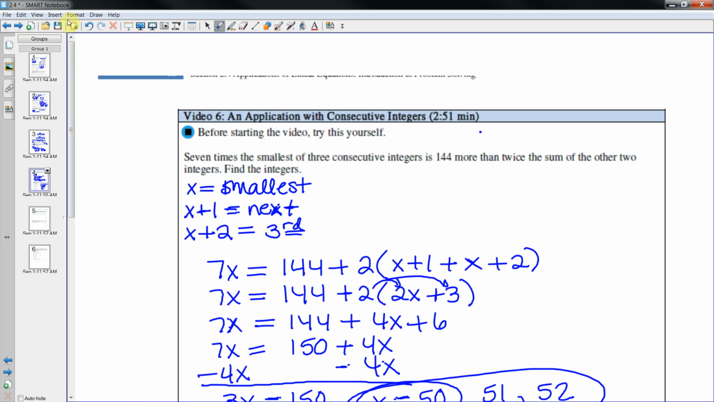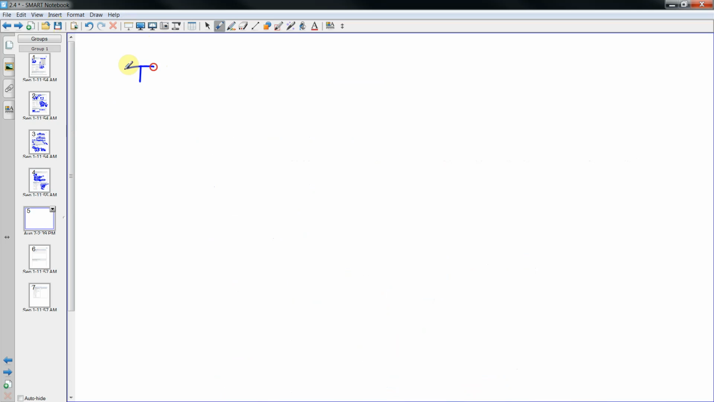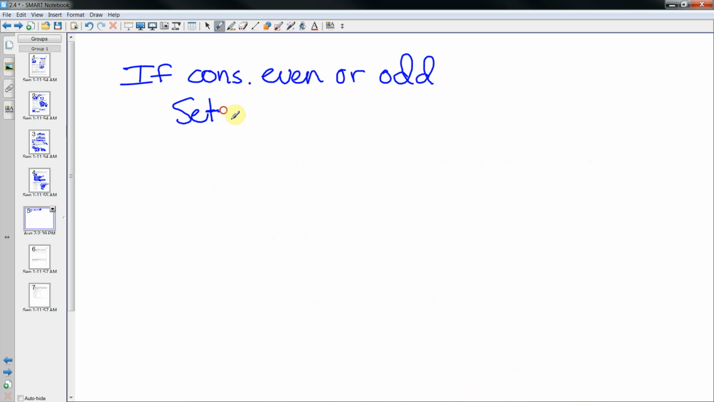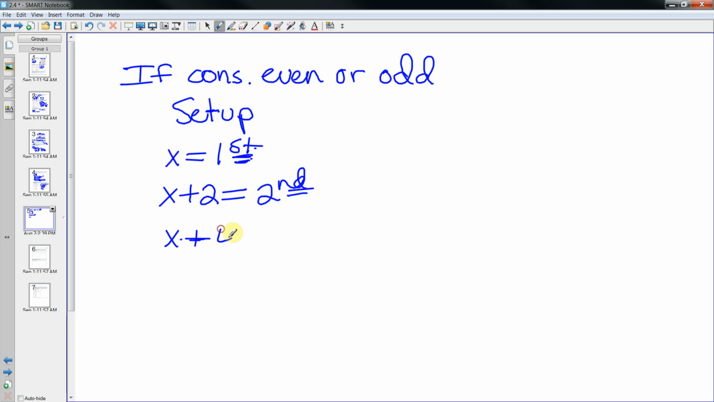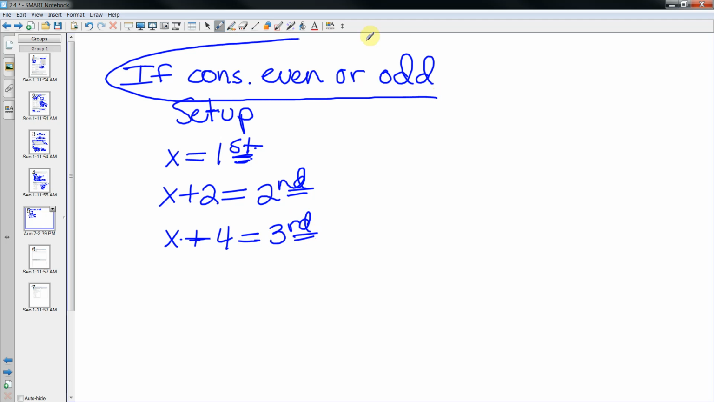let's insert a blank page in here. If you have consecutive even or odd, the setup goes x is the first one, x plus 2 would be the second one, and x plus 4 would be the third one if you have 3 in a row. If you just have 2 in a row, then you just do the x and the x plus 2. But that's on even or odd. Either one, the setup will look like that. And if it's the sum, you would add these 3 together, and they would equal the sum.